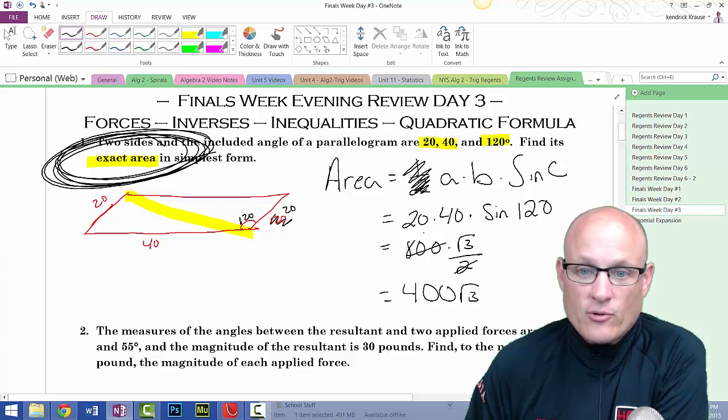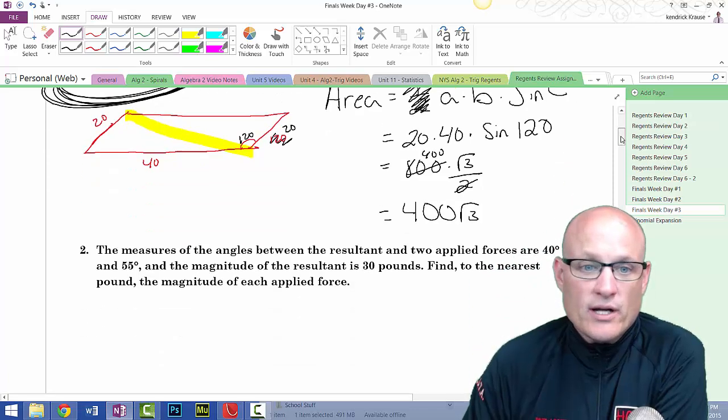2 goes in there 400 times. All right, that's it, done. 1 out of 23 done.